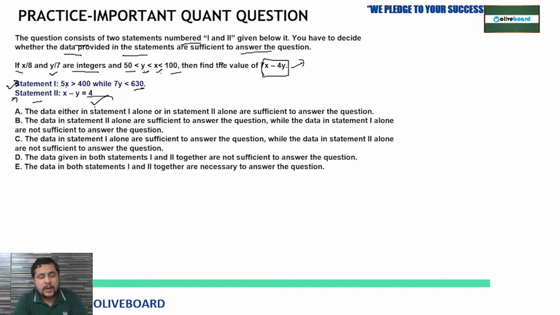I am giving you 1 minute time to solve it. Do it fast. Just try to understand what is given. X by 8 and y by 7 are integers. So x will be divisible by 8 completely, x will be the multiple of 8, and y will be the multiple of 7 definitely. Now here is one more condition, the range given: y and x are both greater than 50, but y and x both are less than 100, right? So by the use of these things, you have to decide.